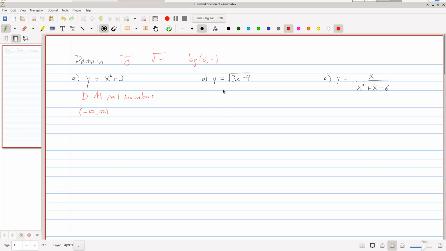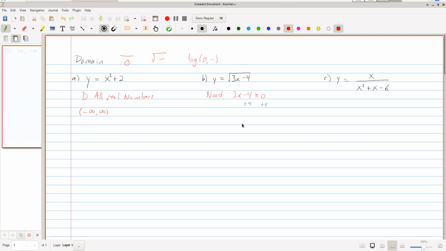B, y equals the square root of 3x minus 4. If we look at our three types of restrictions, we do have a radical on here. We need to make sure that the inside, 3x minus 4, is not negative. So we need to make sure this is greater than or equal to 0. Now we have an inequality. Let's solve for x. We'll add 4 to both sides.